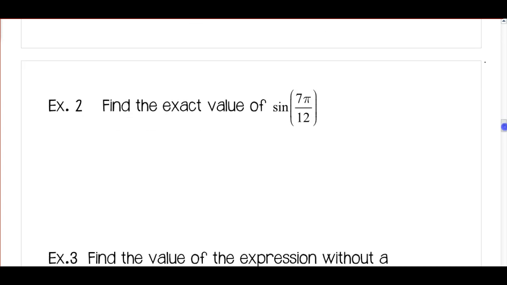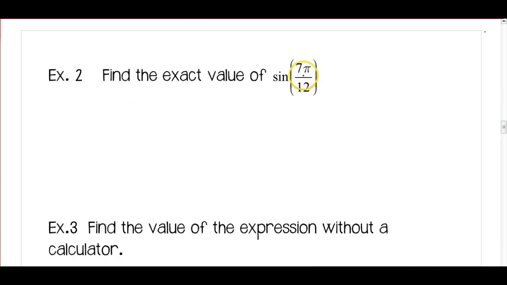We want to find the exact value of the sine of 7 pi over 12. So what we're looking for is two numbers that will add up to 7 pi over 12, and we want them to reduce to special angles. So if I have 7 pi over 12, one way we could break that up is 3 pi over 12 plus 4 pi over 12.